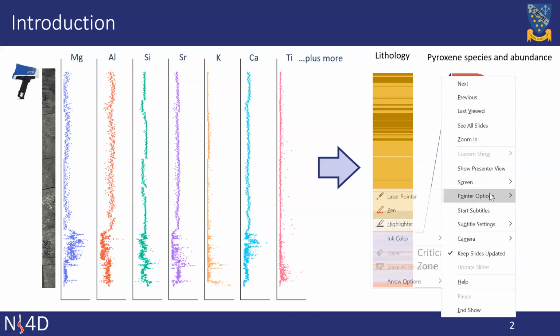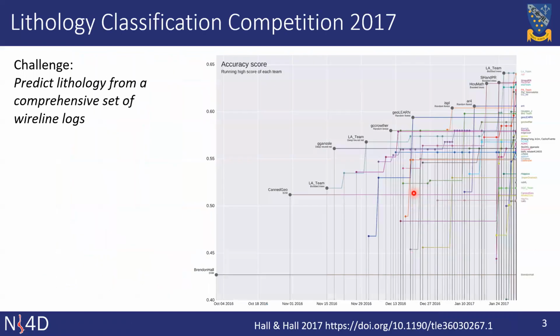Let me just get this pointer. Okay, in the world of machine learning, they seem to like doing competitions. And there was one for lithology classification from machine learning of predicting lithology from wireline logs back in 2017. It was written up in a nice little paper. And this diagram from the paper just shows the progression of all the different teams over time, how they got better. And there's a few interesting things that we can learn from looking at this competition.